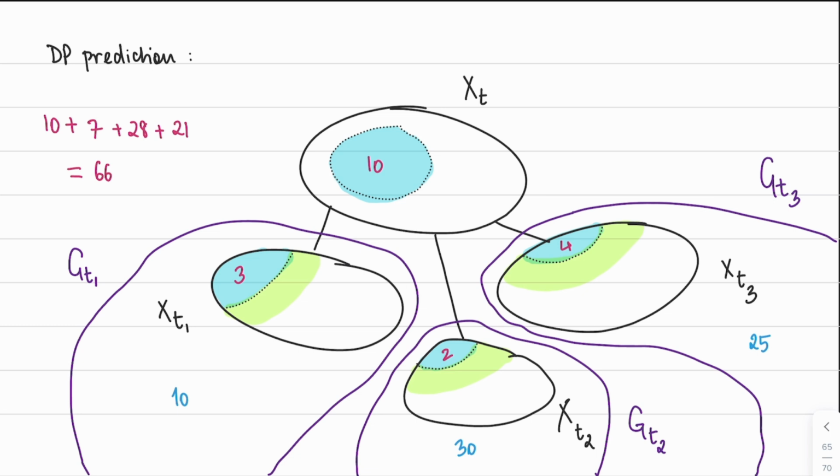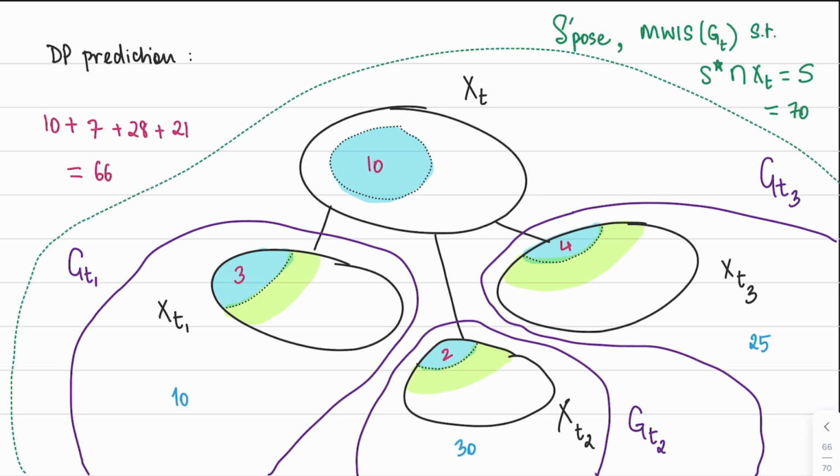And let's say that the DP table values that we get at T1, T2, and T3 are 10, 30, and 25 respectively. So the DP table computation is going to predict a value of 10 plus 10 minus 3, 7, 30 minus 2, 28, and 25 minus 4, 21, which is a total of 66. Now suppose somebody comes along and says, no, forget this. Here is another independent set. It picks exactly the blue vertices from XT, but its total weight in GT is actually 70. We are doing better. Now, what can you do here?